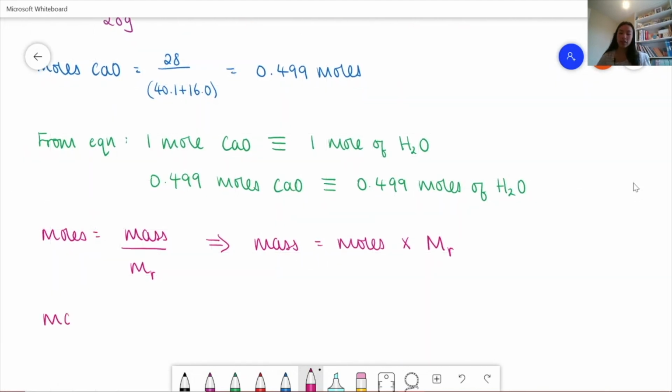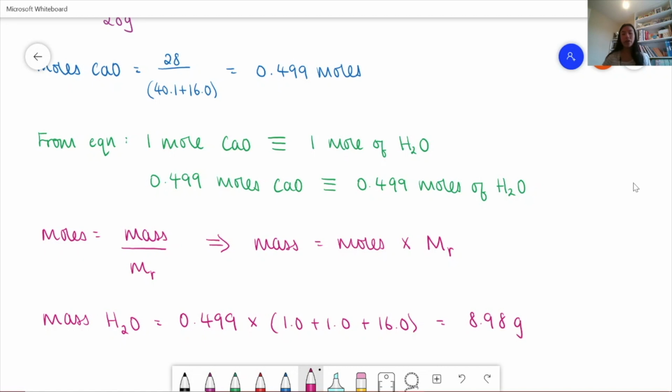So the mass of water is equal to the moles of water, which is 0.499, multiplied by the MR of water, which is 1.0 plus 1.0 because of the two hydrogens, and then 16 for the oxygen. And so this gives us 8.98 grams. And so 8.98 grams of water was needed to react with 28 grams of calcium oxide.